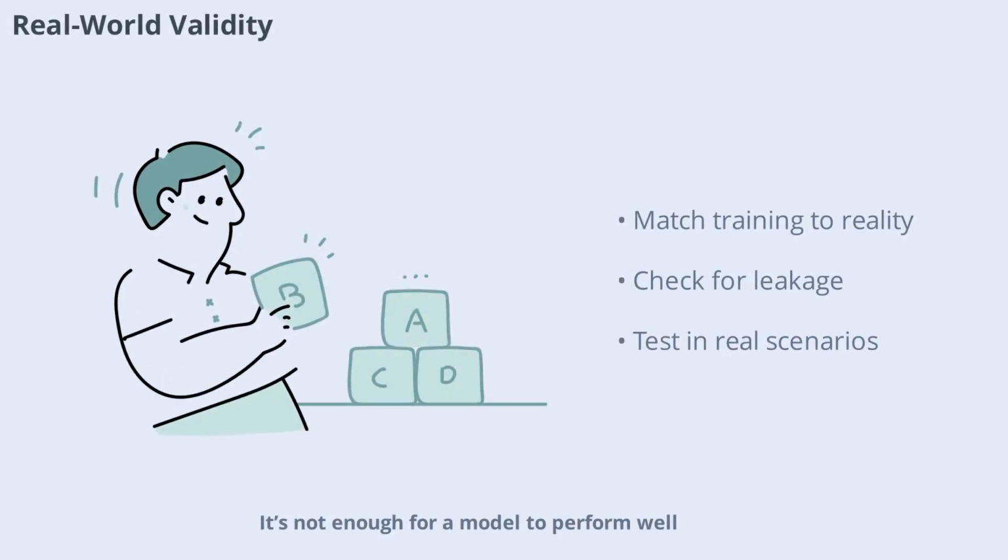It's not enough for a model to perform well on test data. It must also work in the real world. Before deploying, check that your model's training conditions match real usage. Look for signs of data leakage or unstable performance. Validating your model in real-world scenarios helps prevent surprises and ensures reliable results.